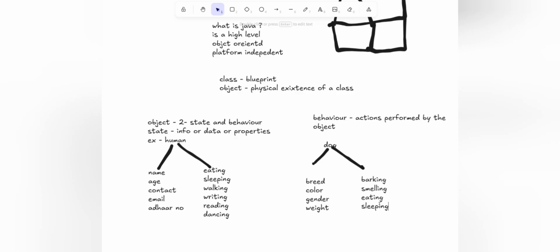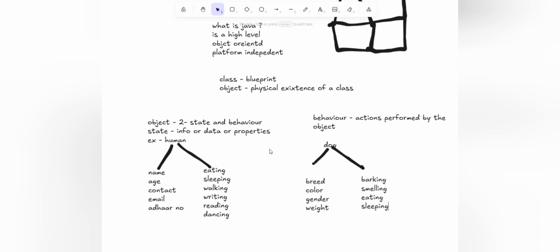So these are the two examples I have given. You take any example, it will have both states, that is properties, and behaviors, the actions performed by the object. Every object will have two components. So this is about class, object, and the two components of the object, states and behaviors.